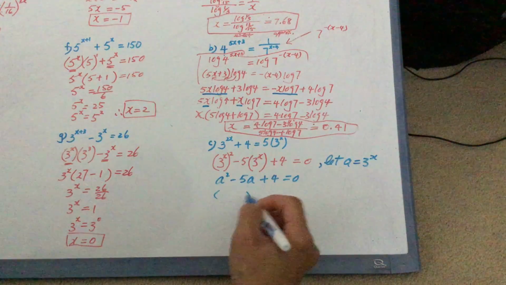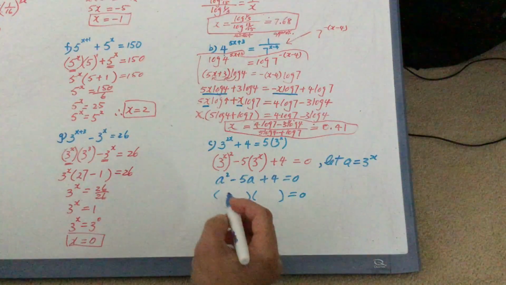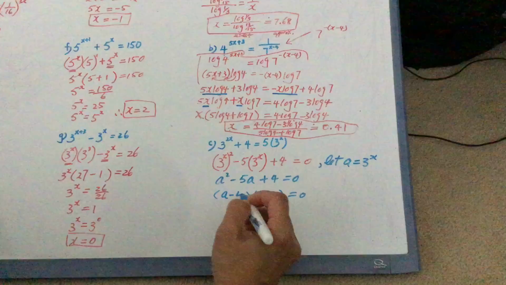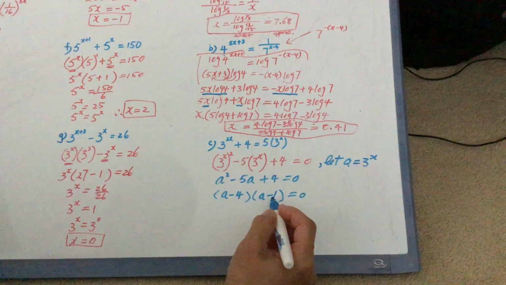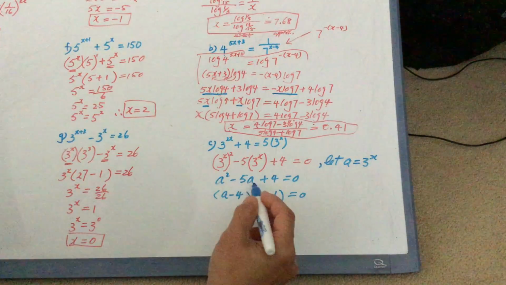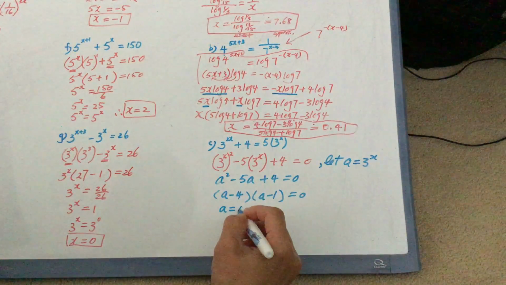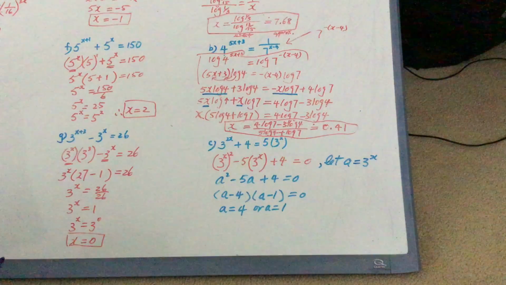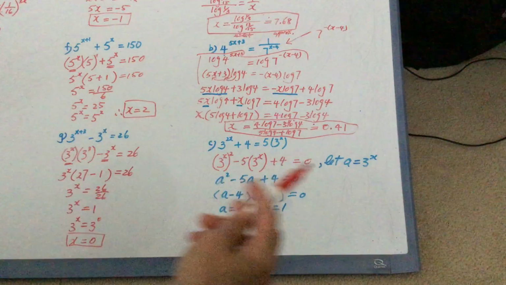When you factor this, you can solve for the variable. So this one is a minus 4 and a minus 1. Negative times negative gives a positive 4, and negative a and negative 4a give you a minus 5a. So in fact, a should equal 4 or a is equal to 1. That makes the question a lot simpler. But we're not solving for a, we're solving for x.